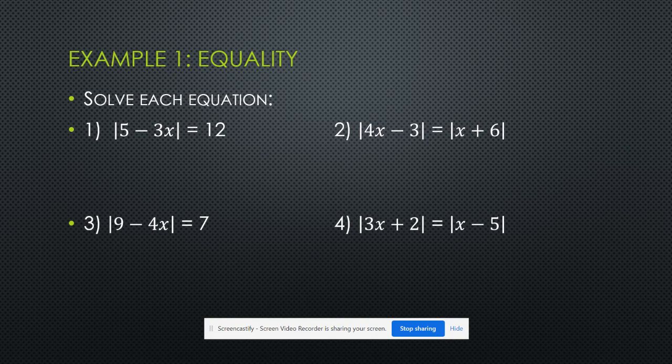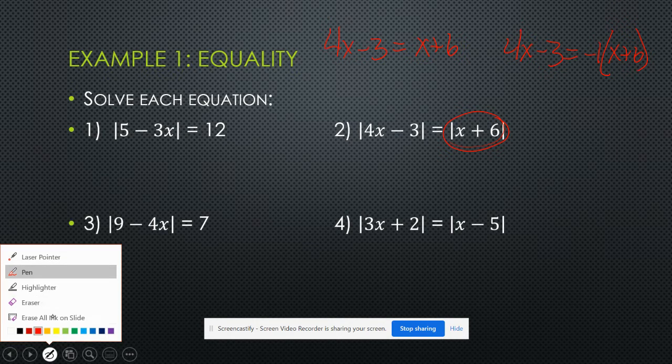Numbers 2 and 4 are a little different because there's absolute value on both sides. So we're going to set this up as 4x minus 3 is equal to the positive of x plus 6, and 4x minus 3 is equal to the negative of x plus 6. And I put negative 1 there to make it easier with distributing.